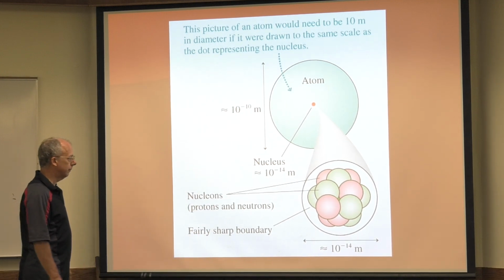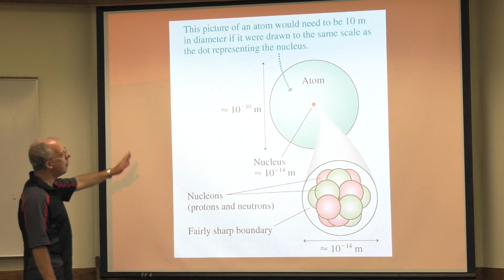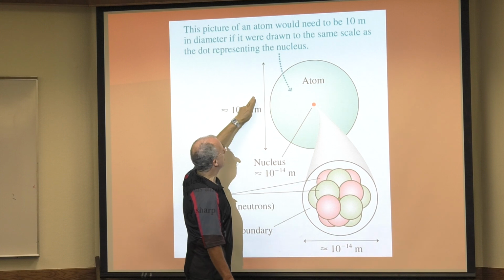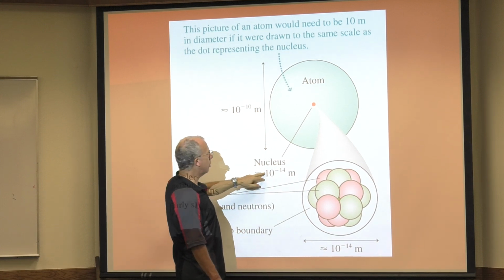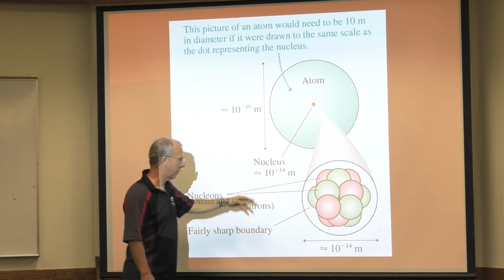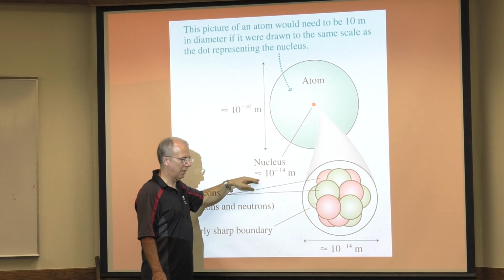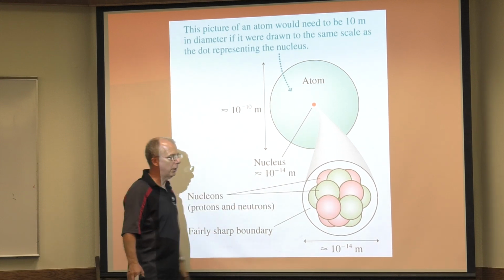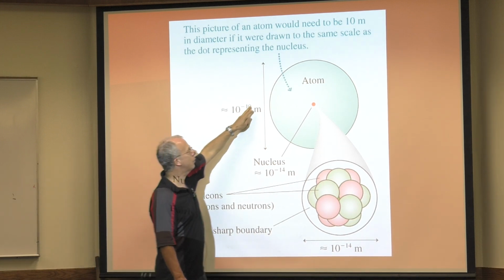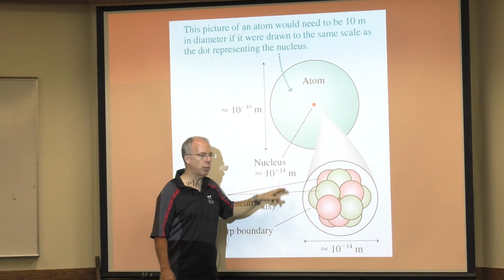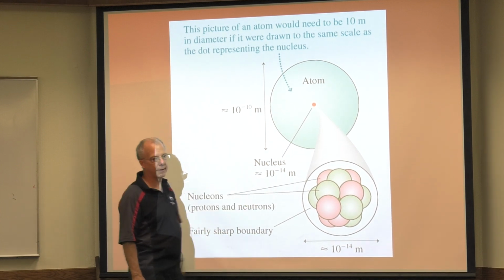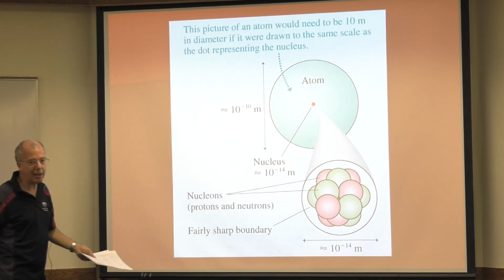All right, now look at these numbers. An atom is about 10 to the minus 10 meters in diameter. The nucleus depends on how many nucleons, a certain number of fermis. So let's say 10 fermis, 10 to the minus 14 meters. So 10 to the minus 10, 10 to the minus 14. What's the difference? Well, 10 to the 4th, that's 10,000, right?